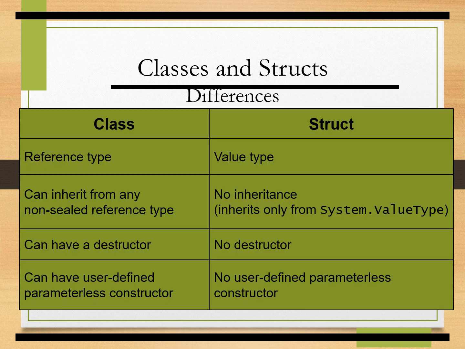If you see what the main difference between classes and structures is: a structure is a value type and a class is a reference type. So a class is used as a reference type, and a structure is used as a value type. You can inherit from a non-sealed reference type. A structure means no inheritance, it inherits from the system value type. A structure has no destructor, and a structure has no user defined parameterless constructor.